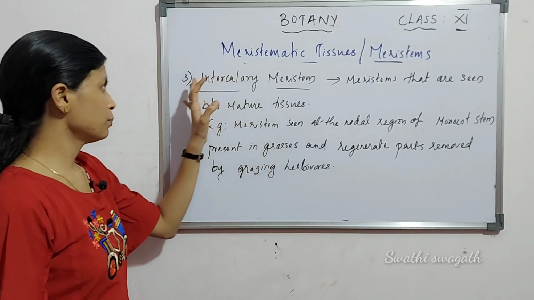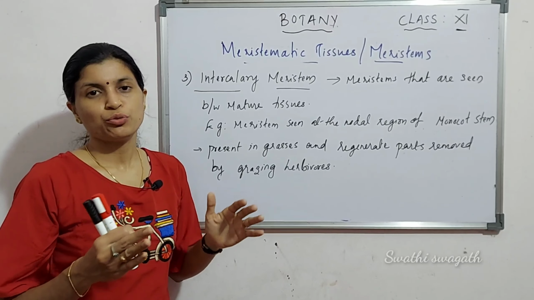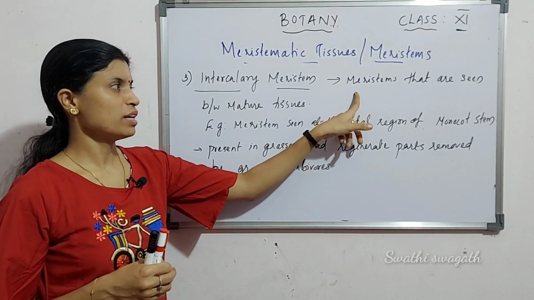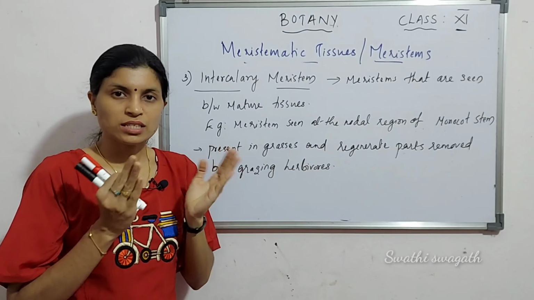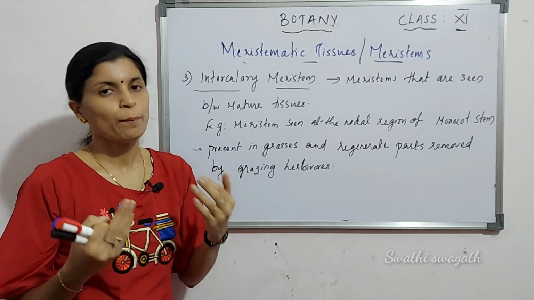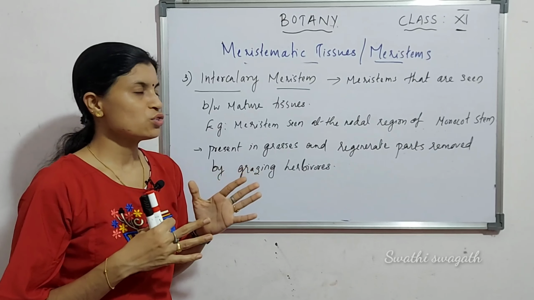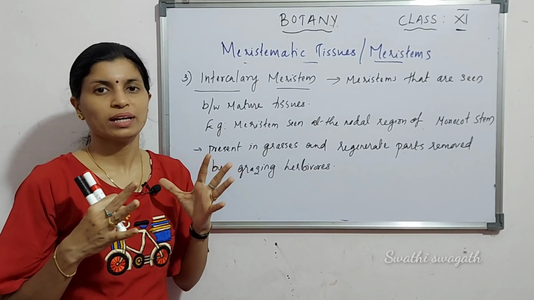Next, third type, intercalary meristem. Inter means what? In between. The meaning of inter is in between. So this type of meristem is seen between mature tissue. Meristem means dividing tissue. Mature tissue means non-dividing tissue. This type of meristem is found between mature tissue, meaning between non-dividing tissues.